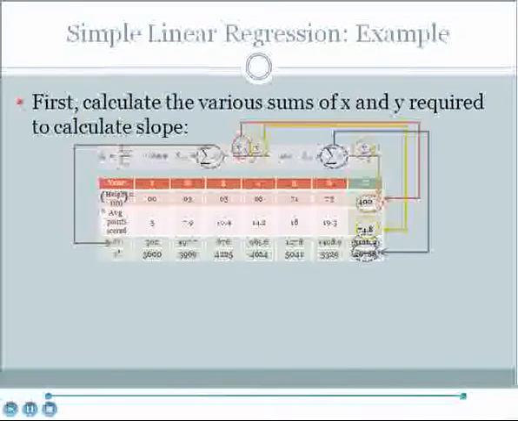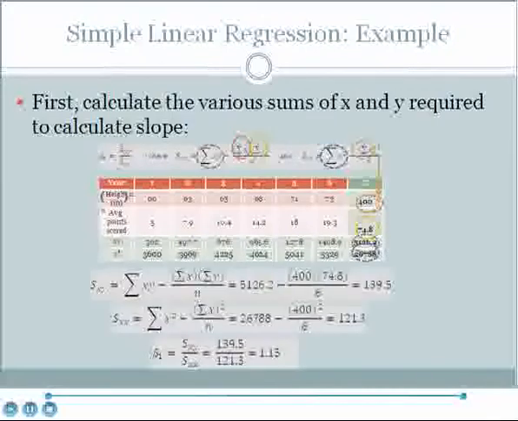Finally, you'll need to know the sum of x for the Sxx equation, and this sum will be squared, so it will be 400 squared. Now plug all of these values in to calculate the slope.